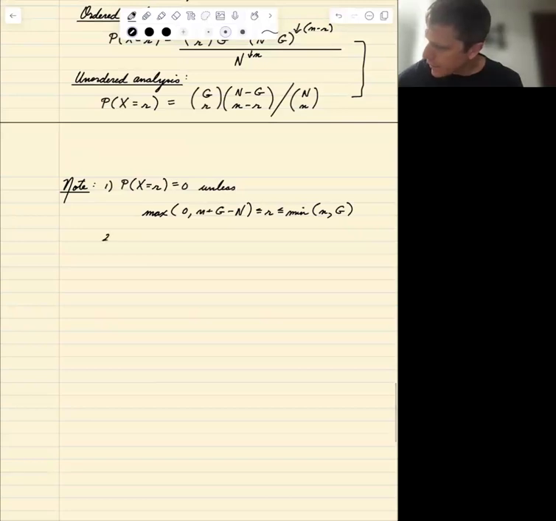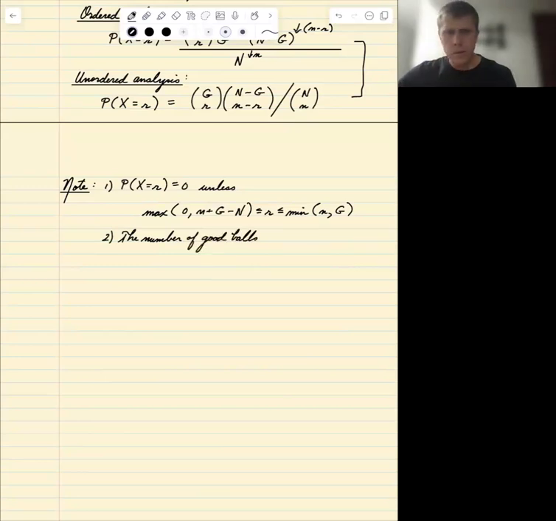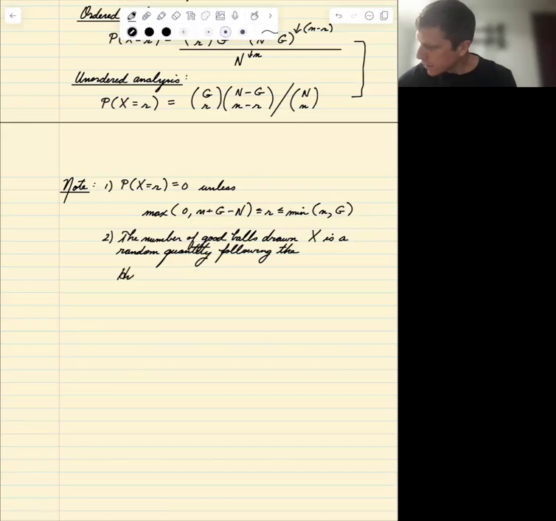So the second is the number of good balls drawn, and we've written that as X, is a random quantity that follows the hypergeometric distribution with parameters capital N, capital G, lowercase n.